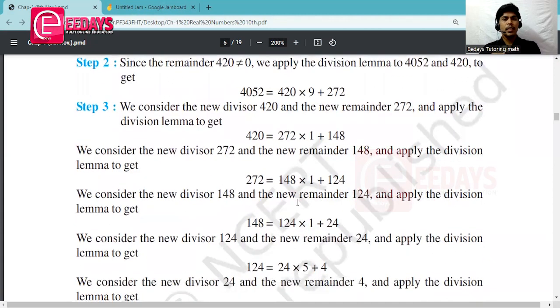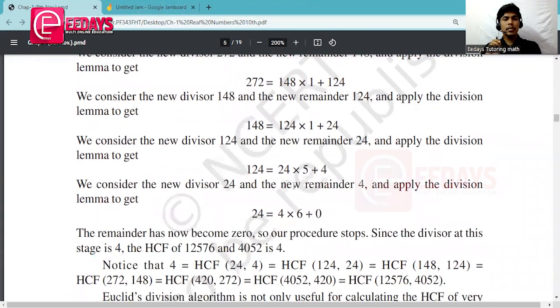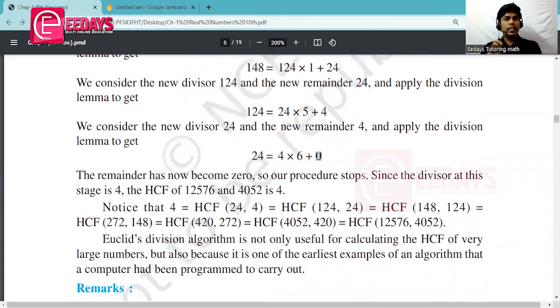Still, the remainder 272 is not equal to 0. So you take 420 as the dividend and 272 as the divisor. The process goes on until you get remainder 0. After doing all the steps, finally here I get remainder 0. So if your remainder is 0, then you observe the divisor. The divisor here is 4. That's why the HCF of 12576 and 4052 is equal to 4. It is a lengthy process until you get remainder 0. You just stop here and write the divisor.